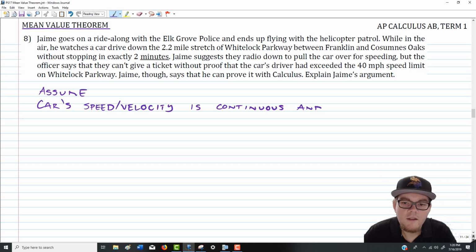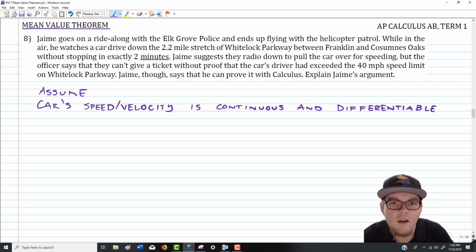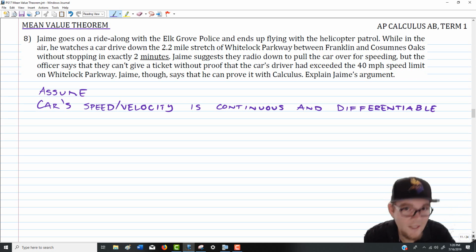And it's a little hard. Continuous, I think, makes a lot of sense. Like, it's always going to be smooth. It's a little bit harder to confirm that it's differentiable here. But keep in mind that if the speed and velocity of the car was not continuous and differentiable, that would mean its position was not continuous, potentially, or differentiable. Which would be bad, because if its position isn't continuous, that would mean it could just teleport. And if this car's teleporting down Whitelock Parkway, we have bigger fish to fry than just worrying about a speeding ticket.